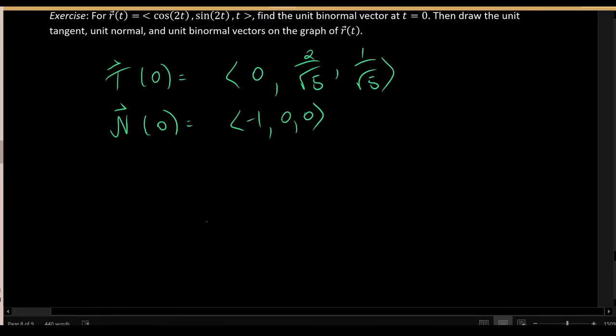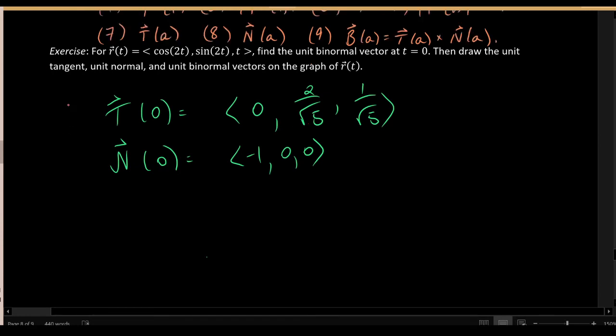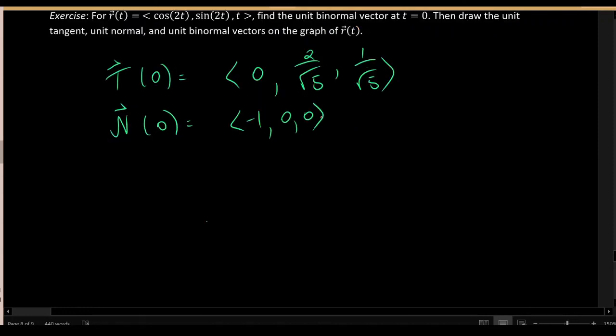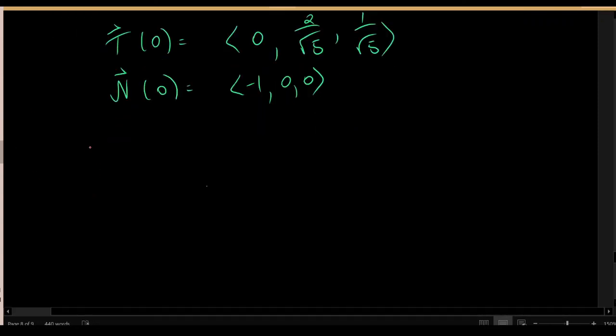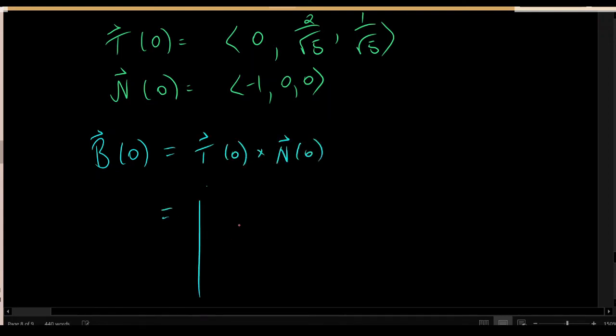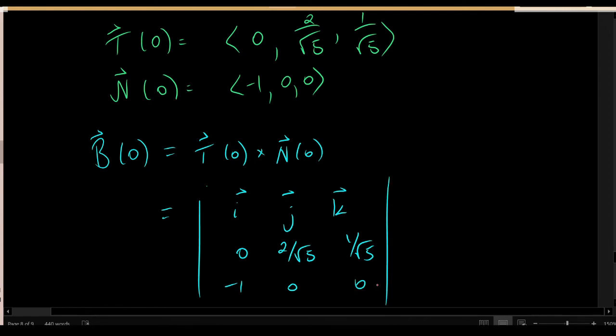So, scrolling back up, our unit tangent vector at that time was 0, 2 over root 5, 1 over root 5. Our unit normal vector was negative 1, 0, 0. To find the unit binormal vector, I can take that unit tangent and that unit normal, and I can cross them using the good old-fashioned 3x3 matrix determinant formula. So 0, 2 over root 5, 1 over root 5, and then negative 1, 0, 0, specifically in that order.